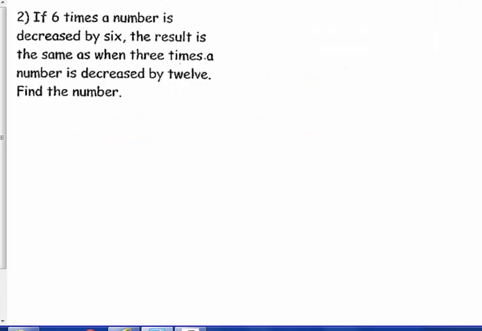Number 2, if 6 times a number is decreased by 6, the result is the same when 3 times a number is decreased by 12. And I believe this should be the number, because it's not talking about another number. Find the number. Yes, it's only talking about one number. Find the number. Well, that's easy. Let x equal the number.